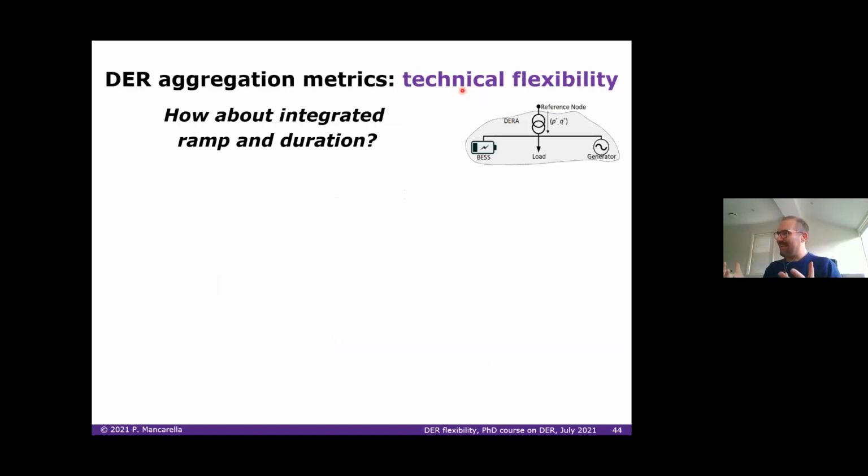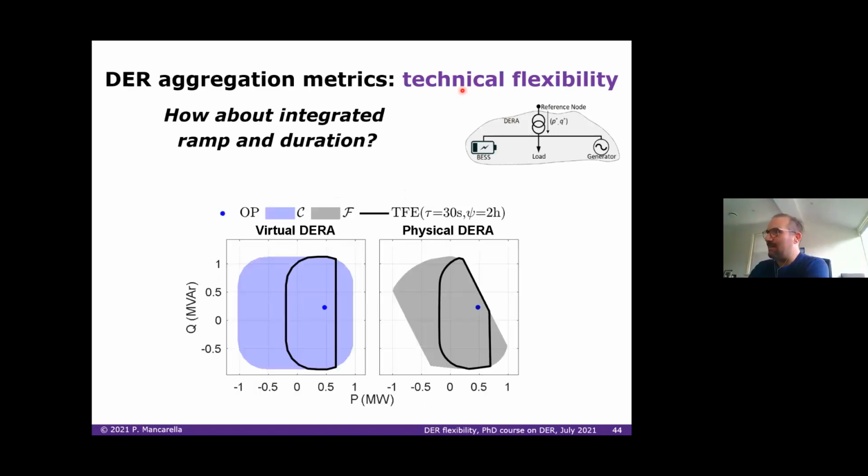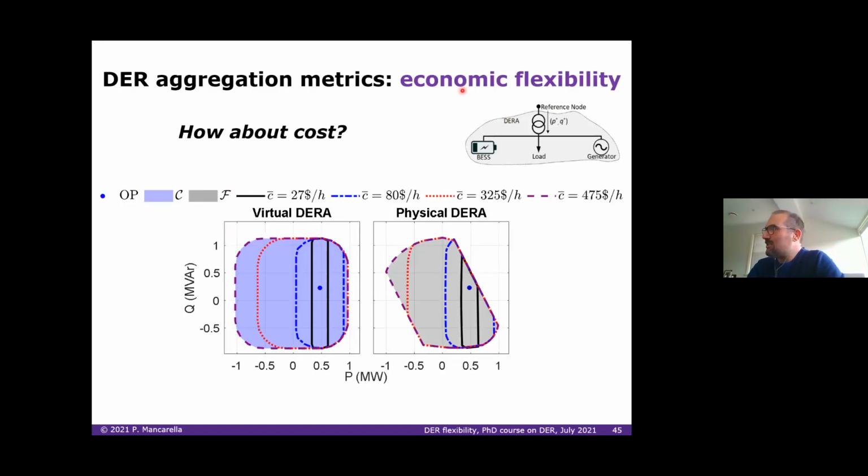What is the total technical flexibility I can provide? Well, of course, this is now integrating the ramp flexibility and the duration flexibility. And then basically I have this new envelope, what I call the technical flexibility envelope, but mathematically it is really the intersection of the previous flexibility envelopes.